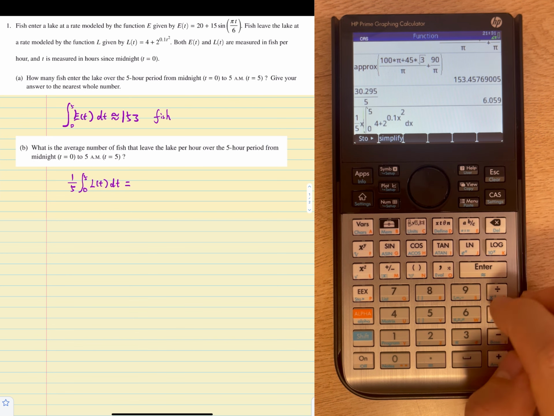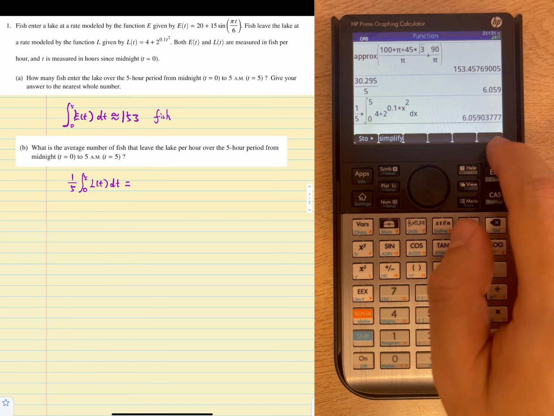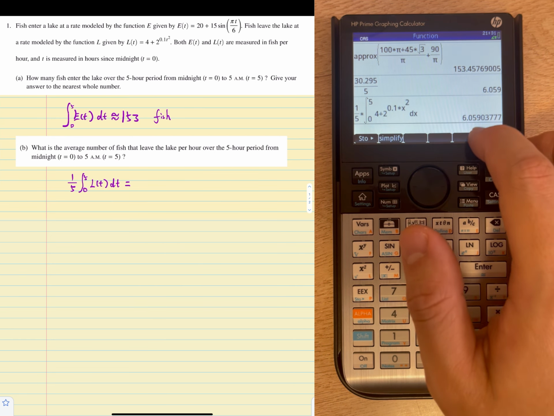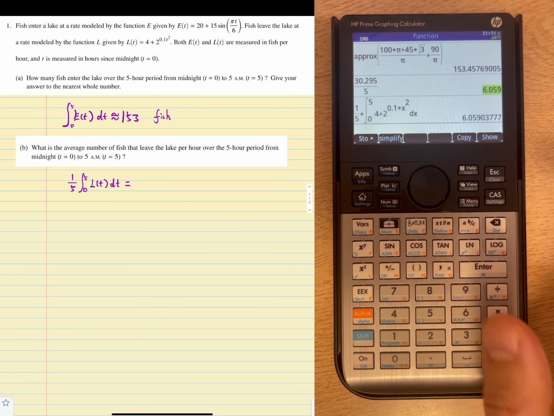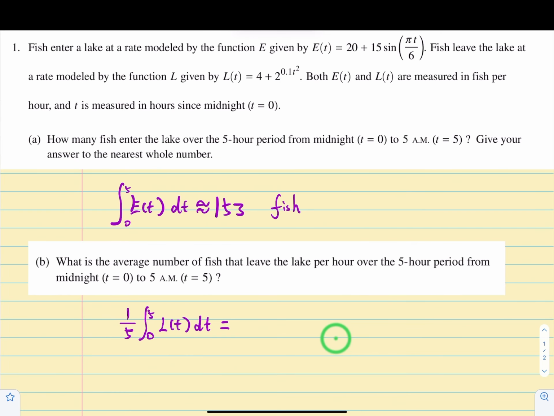Node alpha. I think I just use this one. Okay, so we got this. You can see 6.0590377. So we got the same answer as the previous one. So we keep to the thousandths: 6.059. Okay, I can put in the number, it's 6.059 fish. Yeah, fish per hour. So this much fish per hour.